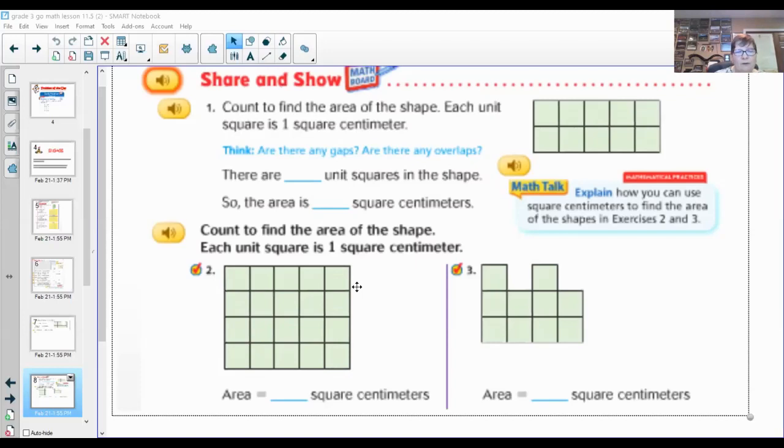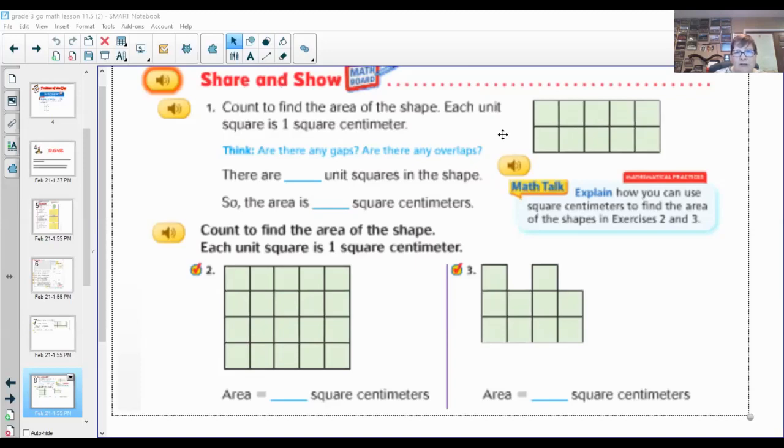When it's a square or a rectangle, it's a little bit easier to count the units. When they're odd shapes, I would just put the numbers in each box or put a dot in each box as you count. So 1, 2, 3, 4, 5, 6, 7, 8, 9, 10. So this one is 10 square centimeters.